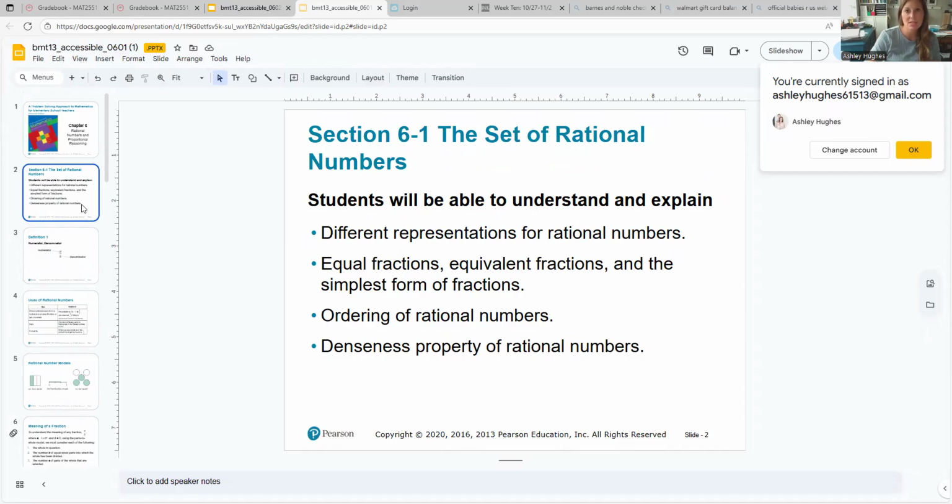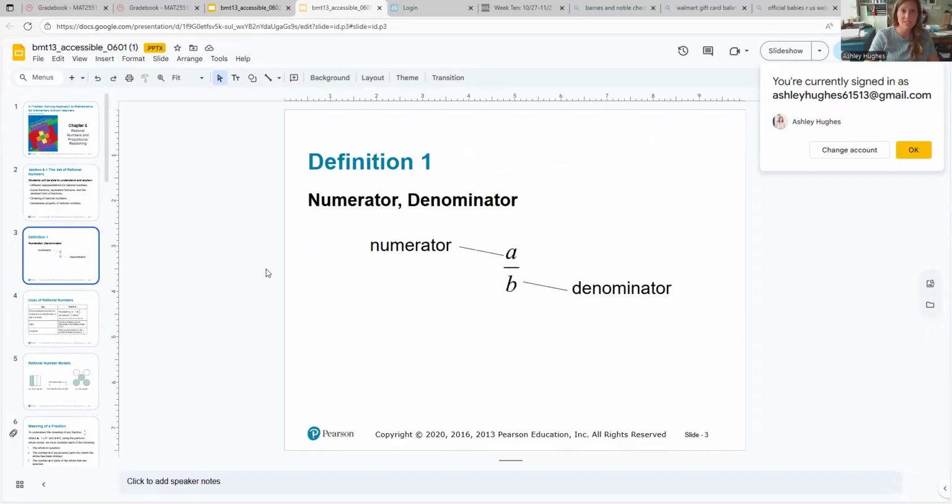So rational numbers, that's another name for fractions, essentially. So a number that can be expressed as A over B. And we're talking about equal fractions, equivalent fractions, the simplest forms of fractions, ordering them, to the denseness. So very basic terms, hopefully you know these, numerator and denominator.